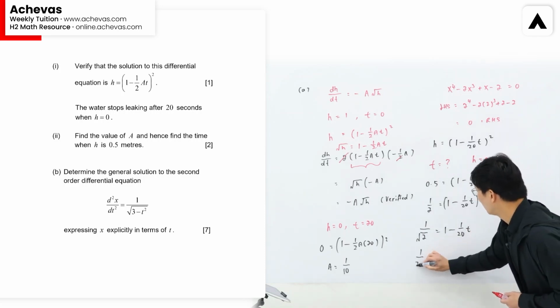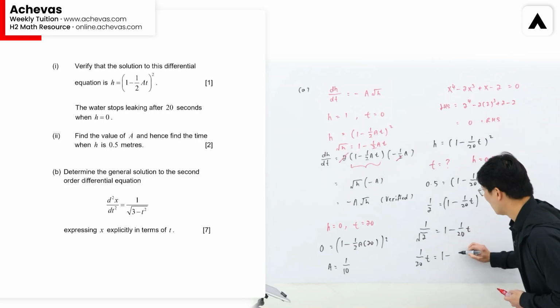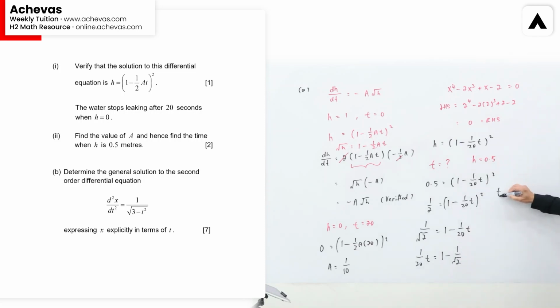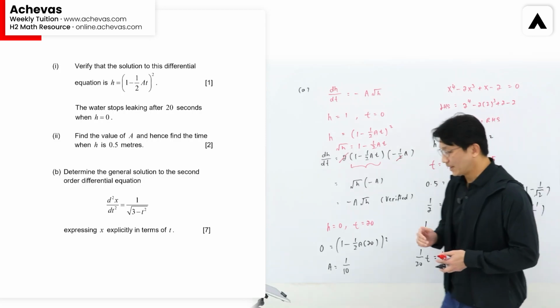So we have 1 over 20t equal to 1 minus 1 over square root 2. And therefore, t will be equal to 20 multiplied by 1 over square root 2 equal to 20 square root 2 minus 1 over square root 2. All right, so this will be my final answer.